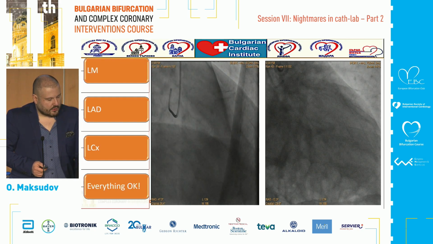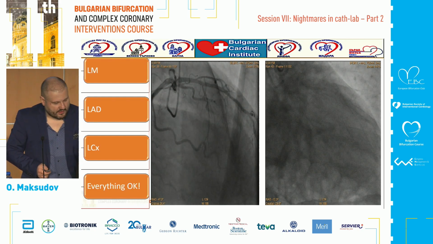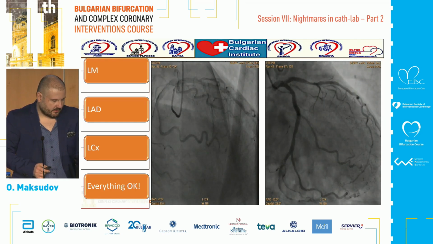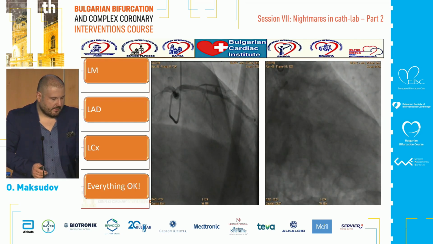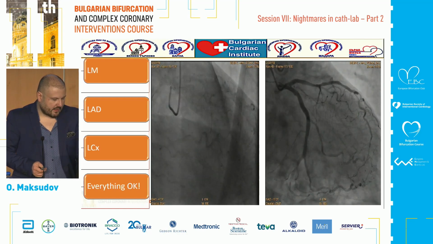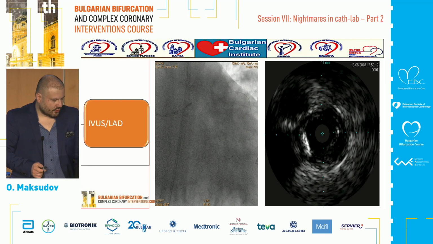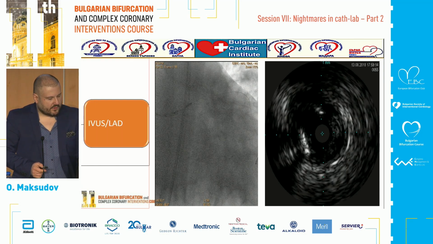Then we checked the left coronary system, and we were very surprised. There is no visible angiographic dissection of the left main or the LAD. So to be sure, we did IVUS, of course, first in the LAD.